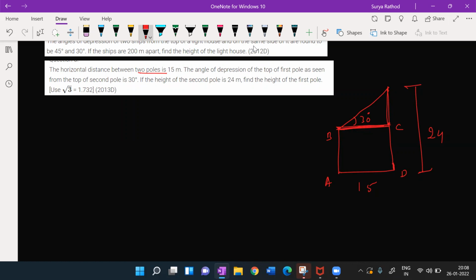Sir, is the answer 15.4? 15.34 is the right answer. Sir, isn't it okay if it's that close? No, sir, it should be accurate. So let us solve it. One second. So let us take the names in order.